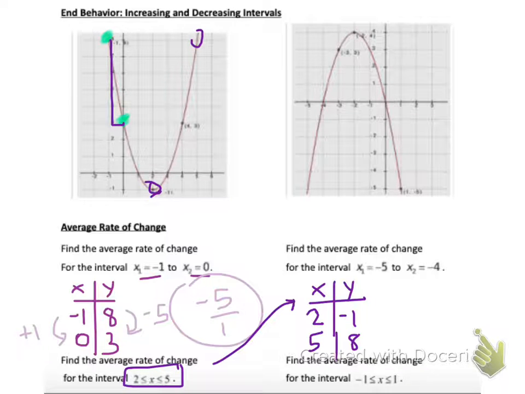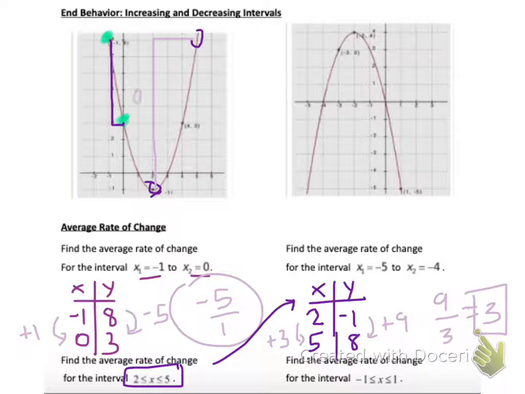So again, my y's are going up by 9. My x's are going up by 3. So my average rate of change is a positive 3. You could have also counted up 9, right 3, and still got a slope of 3. So whichever way you prefer is fine.